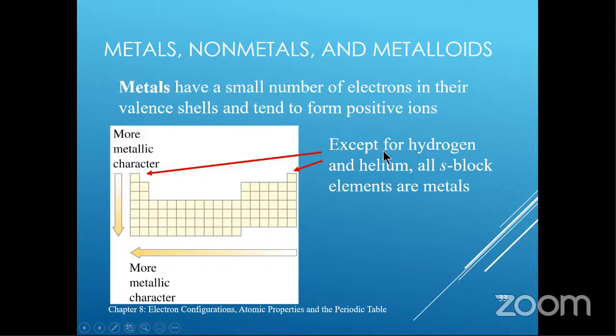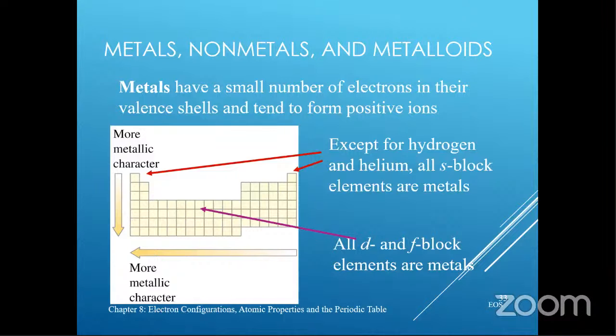There are some exceptions, of course. Hydrogen and helium, which are to the left of the periodic table, are basically non-metals. They're both gases, all right? But pretty much all other elements in the S block region are metals, all right? And of course, all the D and F block elements are metals as well.